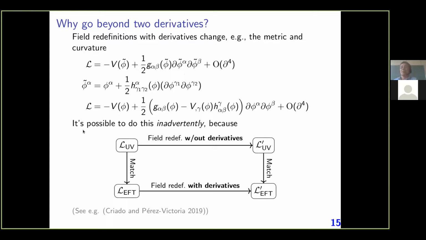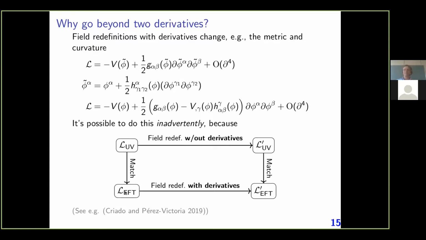Unfortunately, that's not quite true, because we're all inadvertently doing field redefinitions with derivatives in EFTs all of the time. And this is because of how matching behaves. So let's just say you had a simple UV model, like a 2 Higgs doublet model, and you did something innocuous, like rotated the 2 Higgs doublets amongst each other to get to the Higgs basis. So the VEV at the global minimum goes entirely in one Higgs doublet and not the other. So that is an innocuous field redefinition without derivatives going between L UV and L prime UV.